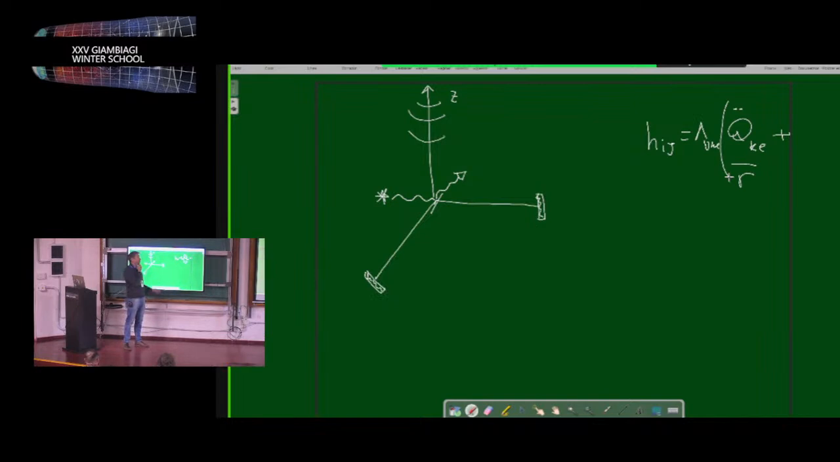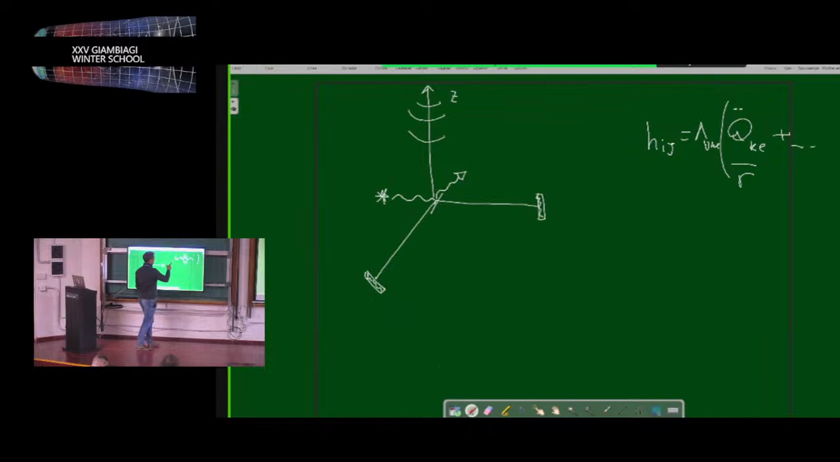Let's see how this affects the typical detector that is detecting gravitational waves. And then today I will give you some small hints, just a brief introduction of the data analysis. It's data analysis 101 that we do in LIGO or whoever is willing to analyze gravitational wave data.